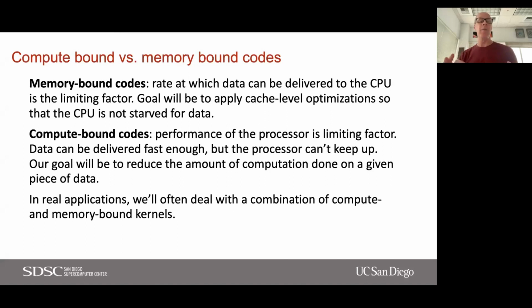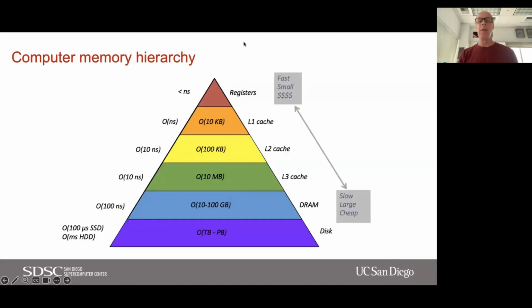Now, we also have what we call compute-bound codes, where the performance of the processor is the limiting factor. So if you've written your code really well to take advantage of data locality, which we'll be talking about shortly, there you can actually get better performance by running on a CPU with a faster clock speed. So in this case, data can be delivered fast enough, but the processor can't keep up. So here, our goal is going to be to reduce the amount of computation done on a given piece of data. Now, in a real application, though, we're often going to find a combination of compute and memory-bound kernels.